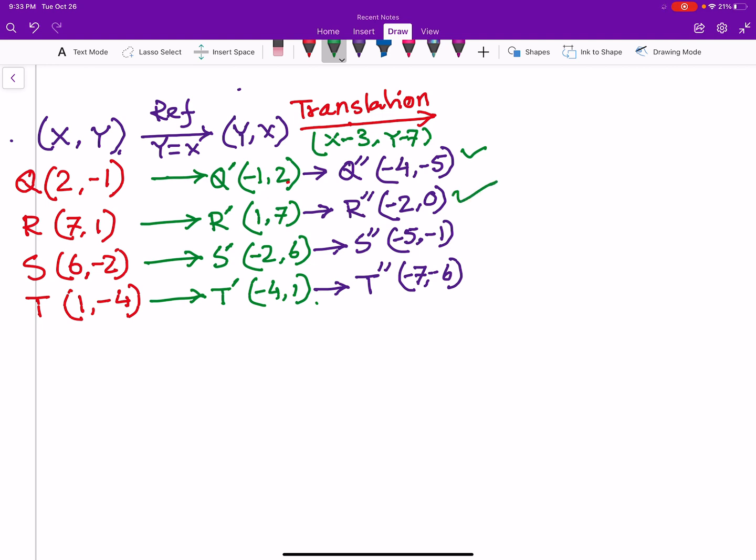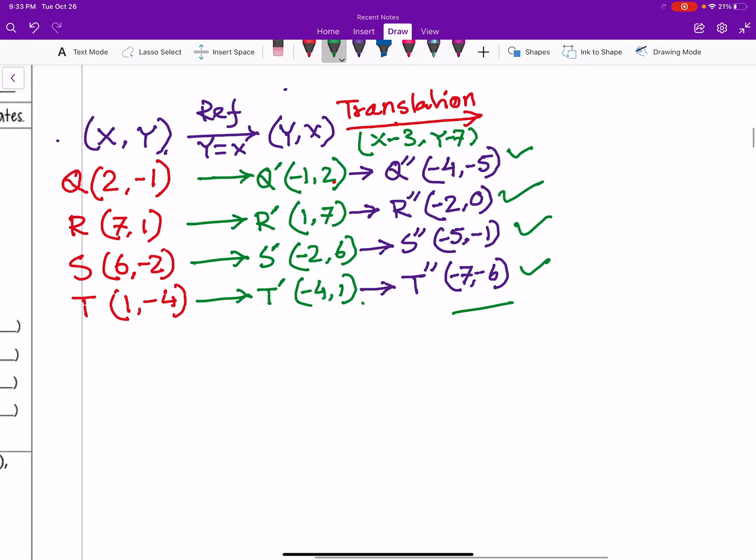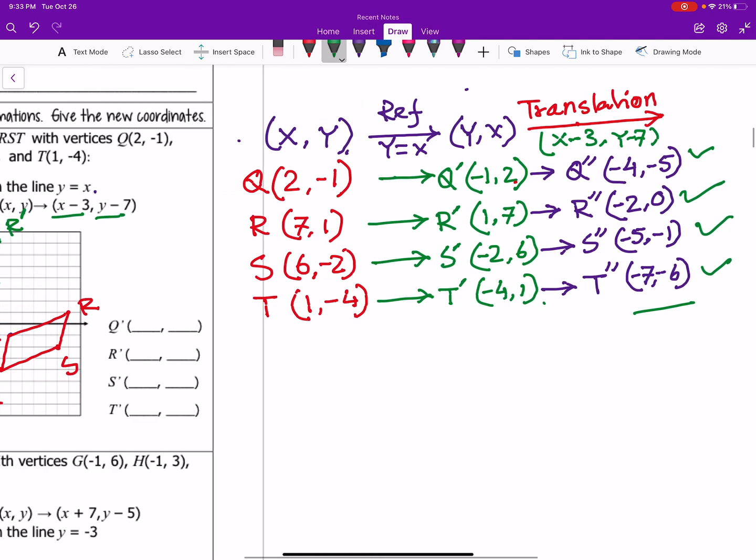And S prime is negative 2. So once I add negative 3 to that, I get negative 5. And with 6, once I add negative 7, then I get negative 1. And then with T, once I add negative 3 to negative 4, I get negative 7, and with 1, I add negative 7, I get negative 6. Okay, so these are the coordinates that I get for the vertices of Q double prime, R double prime, S double prime, and T double prime. Okay, so now let me plot them.